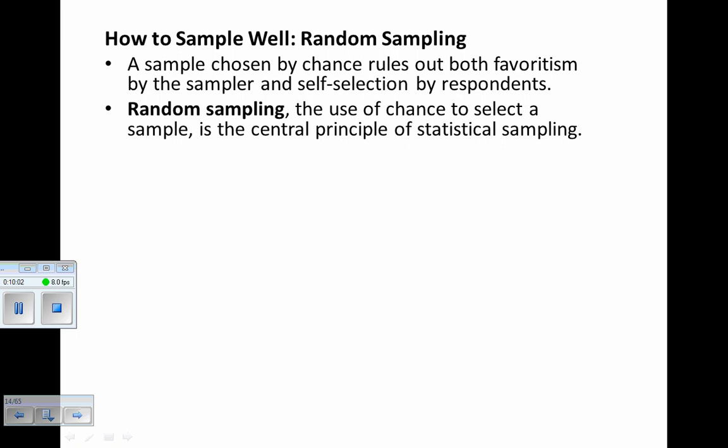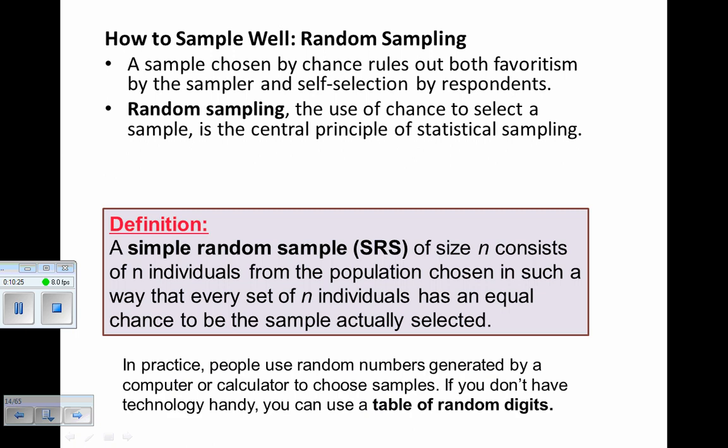All right, a sample chosen by chance rules out both favoritism by the sampler and self-selection by respondents. So random sampling, the use of chance to select a sample, is the central principle of statistical sampling. You want to have a random sample. All right, a simple random sample, an SRS, this stands for simple random sample, of size n consists of n individuals from the population chosen in such a way that every set of n individuals has an equal chance to be selected.